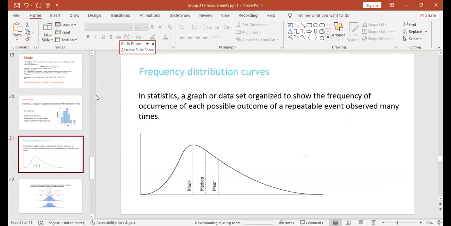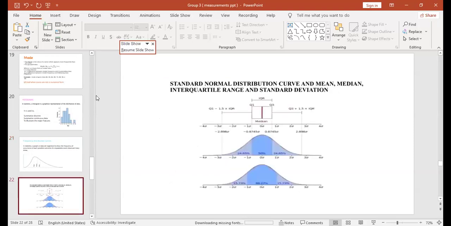Frequency distribution curves. In statistics, a graph or data set organized to show the frequency of occurrence of each possible outcome of a repeatable event observed many times. It is the frequency distribution curve. Let's move on to the next slide.